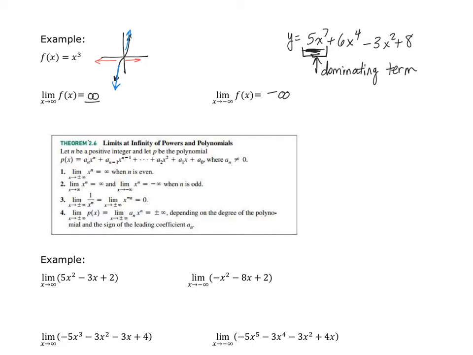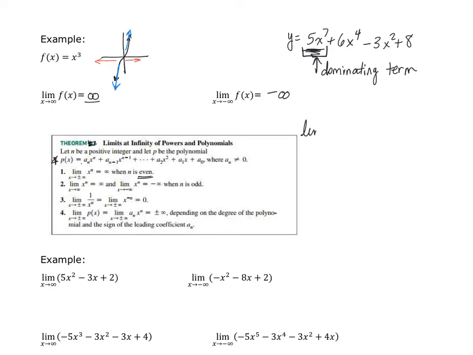It says that if we have a positive integer n and a polynomial p, and this is just that polynomial in general form, where the leading coefficient is not 0, then the limit as x goes to positive or negative infinity is going to be infinity when n, the exponent there, is even, and it's going to be positive infinity or negative infinity when n is odd. So let me see if I can explain that.